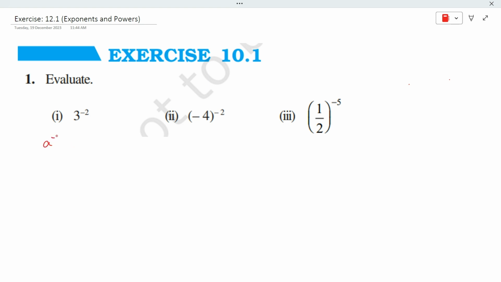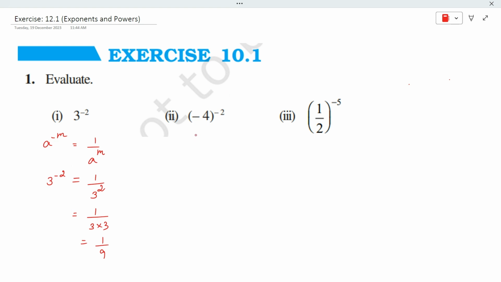The law of exponents which I am using here is a power minus m is equal to 1 by a power m. So the negative power will become positive power when it comes to the denominator. So 3 power minus 2 is equal to, the base you have to keep as it is. The negative power will turn into positive power in the reciprocal form. So 1 by 3 into 3, that is 1 by 9. Come to the next sum.